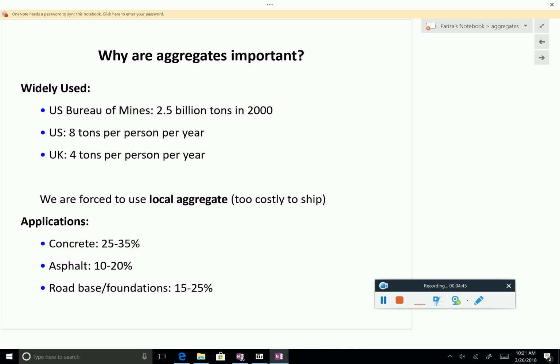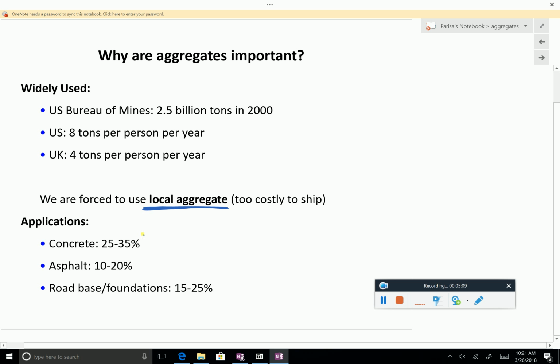So typically, we want to use local aggregates. This is essential to remember, because the cost of aggregates, you'll be surprised, is actually pretty much the transportation cost. The aggregates themselves are relatively cheap. What costs is to transport them from one place to the other.